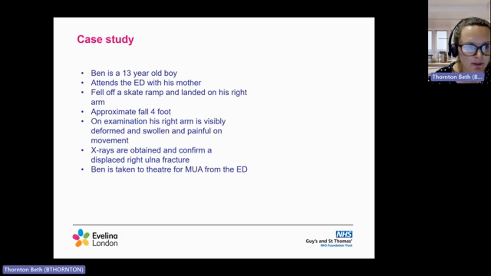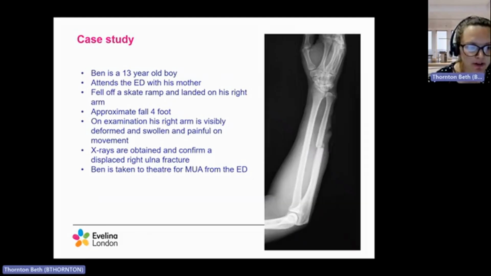He attends the ED with his mother. He fell off a skate ramp, it was witnessed, and he landed on his right arm. The approximate fall was about 4 foot. On examination, his right arm is visibly deformed and swollen, and it's painful on movement. So he goes for some x-rays, and it confirms a displaced right ulnar fracture. And he's going to be taken to theatre for a manipulation under anaesthetic, probably with a cast application from the emergency department.